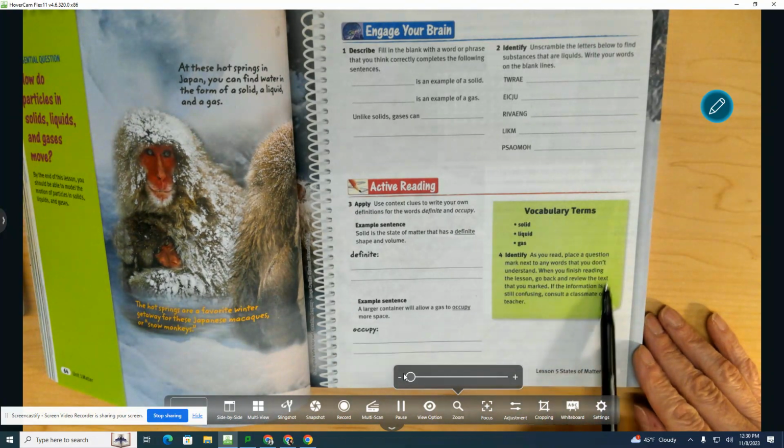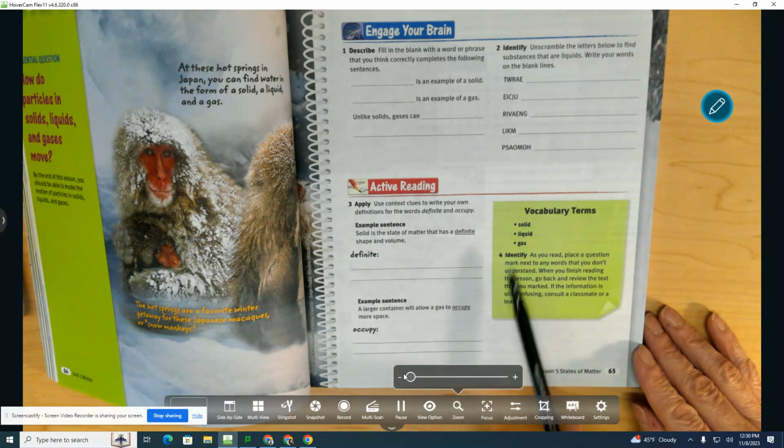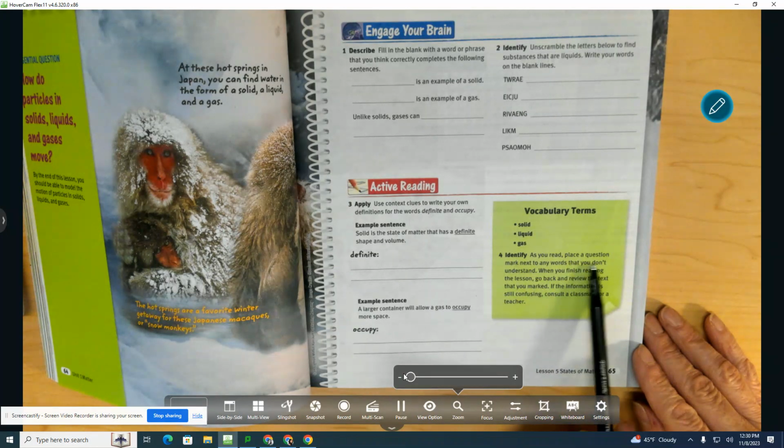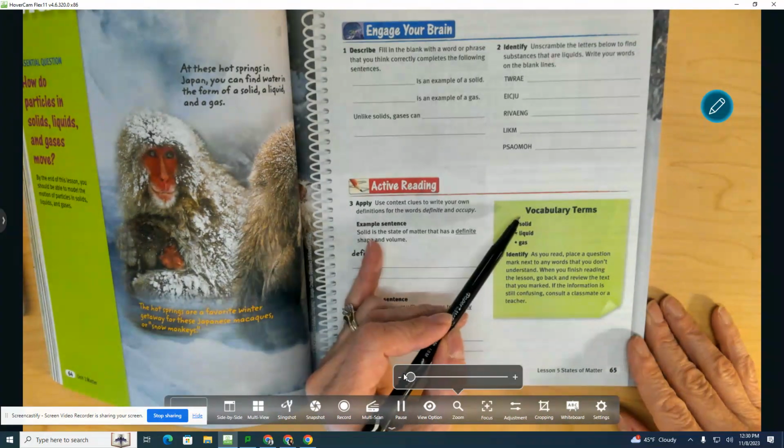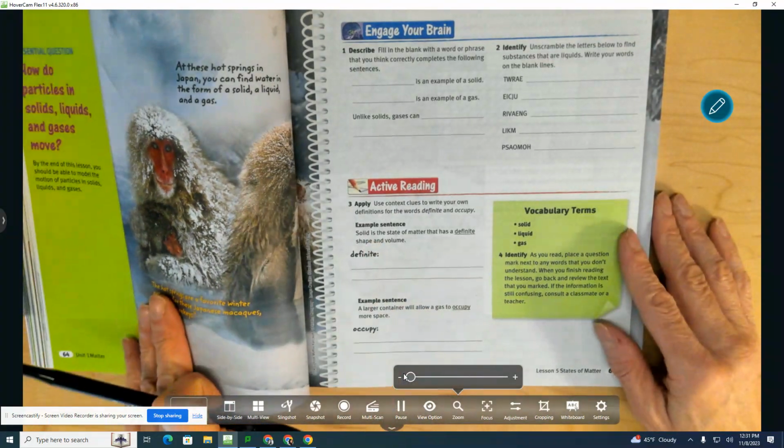We do not need to do the vocabulary terms, but it does say as you read, place a question mark next to any words that you don't understand. And when you finish reading the lesson, you can go back and review the text that you marked. If the information is still confusing, consult a classmate or a teacher. But we'll be looking at solid, liquid, and gas as our vocabulary.